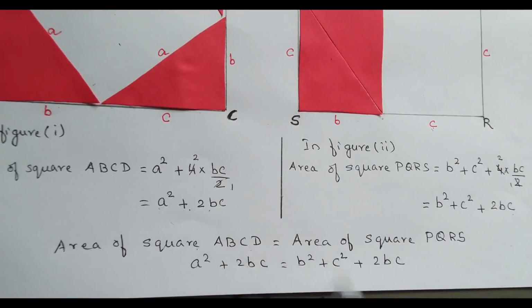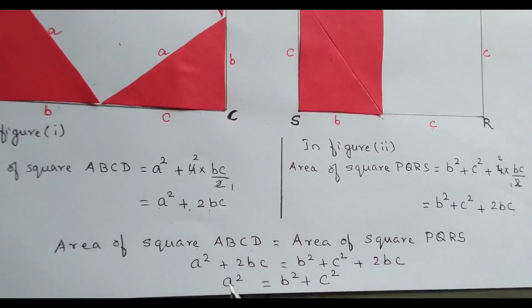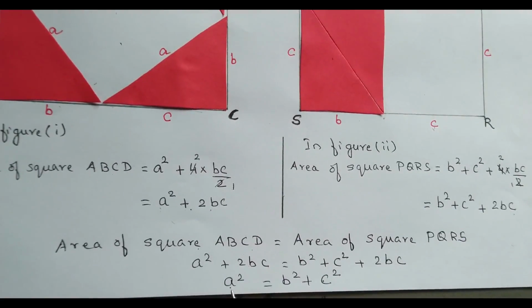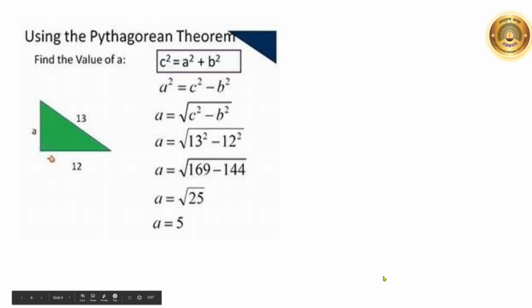We can cancel the 2BC on both the sides, so we get A square is equal to B square plus C square. What is A square? The hypotenuse. And what is B and C? The sides of the triangle. So we have proved the Pythagoras theorem that the square of the hypotenuse is equal to the sum of the squares of the other 2 sides. Let's see an example.